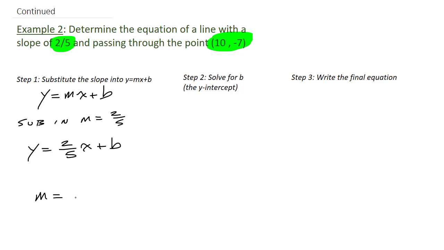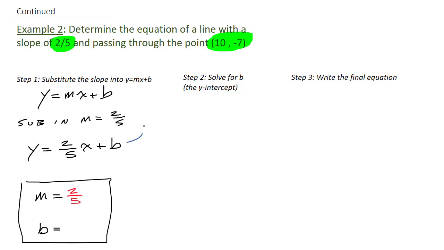All right, so we know the m. I'm just going to get my little tally going down here, which is 2/5. B, though, we have no idea what it is. So our job is to solve. Let's take this equation and substitute in the point we were given. They gave us (10, -7), so we're going to make x 10 and the y coordinate -7. Let's sub in (10, -7).